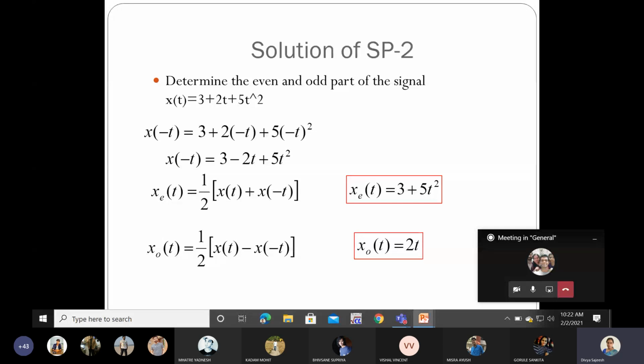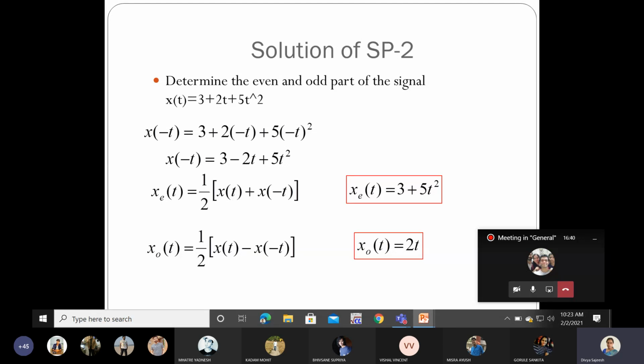So the first question was to determine the even and odd part of the given signal x of t. So x of t was 3 plus 2t plus 5t square. So we have to segregate this into the even and the odd part. For that formula we need x of minus t, so let us find out x of minus t first.